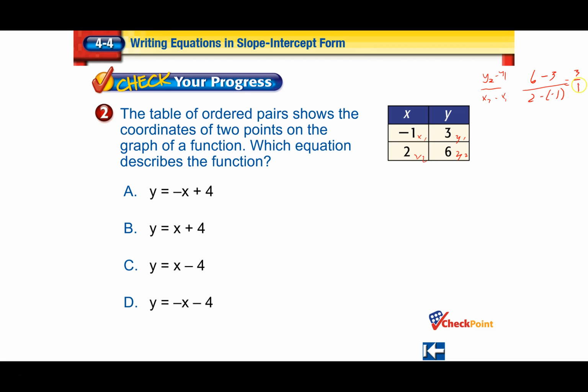All right, that would actually be 3. 2 plus 1 is 3. So it'd be 3 over 3, otherwise known as 1. So my slope is 1.